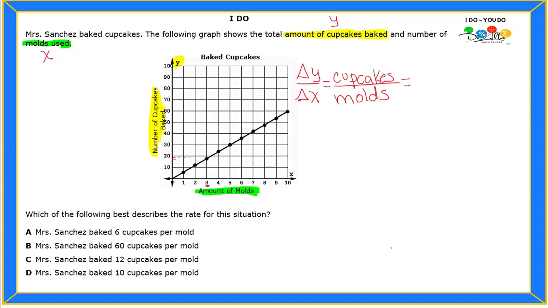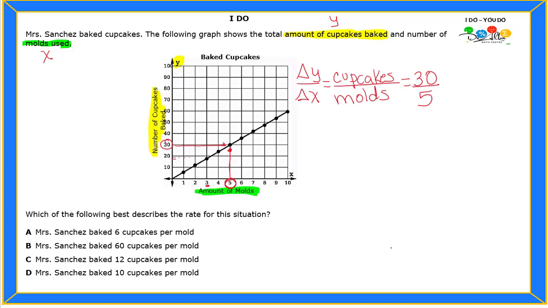For example, I would say look at 5, because if you look up at 5, it's exactly on the intersection of 2 lines, right? So that point goes with 30. Very good, that's an excellent point. So cupcakes will be at 30, and the number of molds that she needs for that many cupcakes is 5.